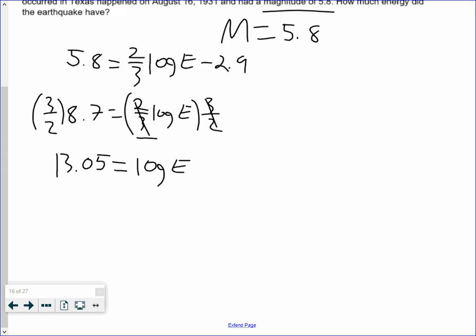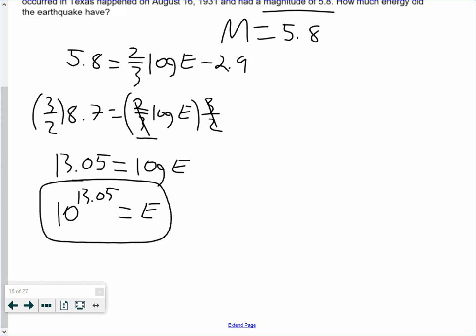And then from here, we're going to change it from a logarithmic equation to an exponential. And remember, if you don't see a base on a log, that just means it's the common log. So it's a base of 10. So this is going to become 10 to the 13.05 equals E. And that's where we're going to leave it, just like that.